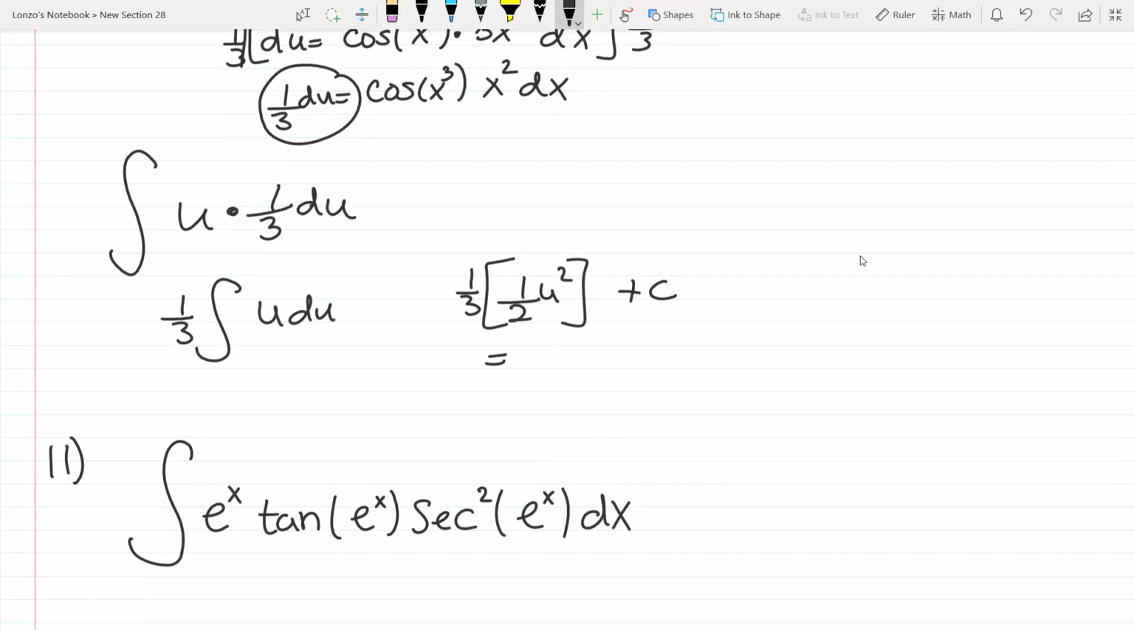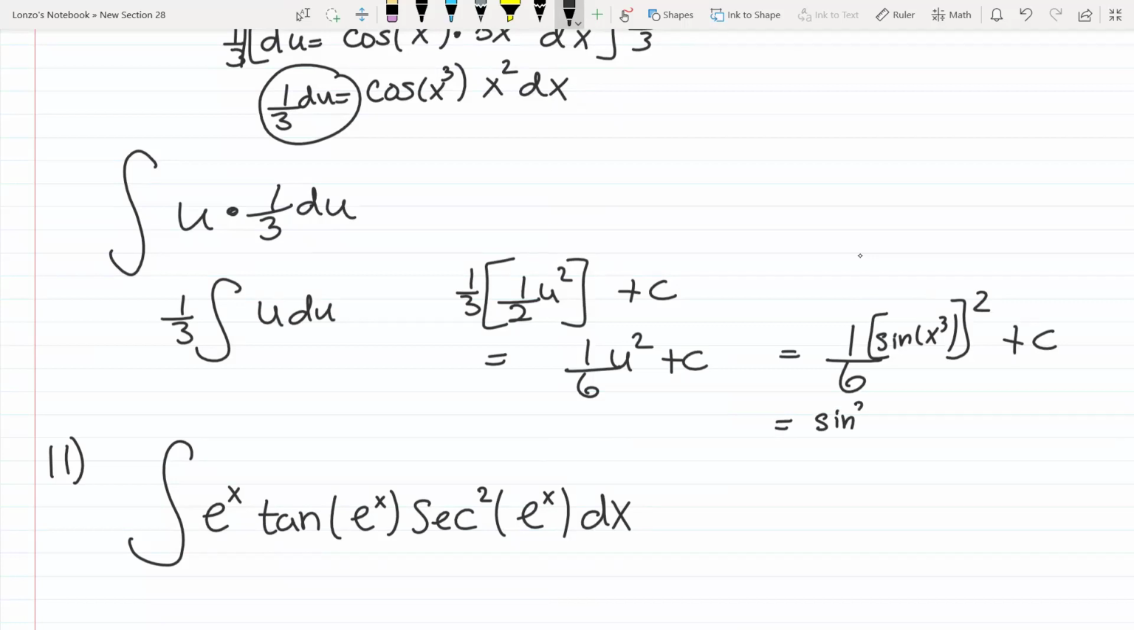So this is going to be 1/6 u squared plus c, and then my u is sin of x to the third, but be careful, it's raised to the second power, plus c. So since we're raising it to the second power, you can rewrite this as sin squared of x cubed all over 6 plus c.